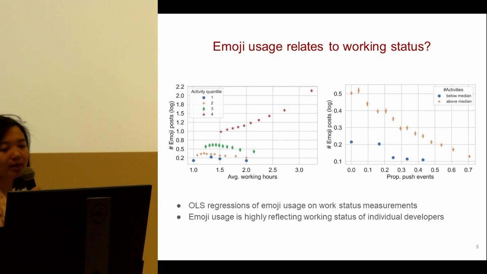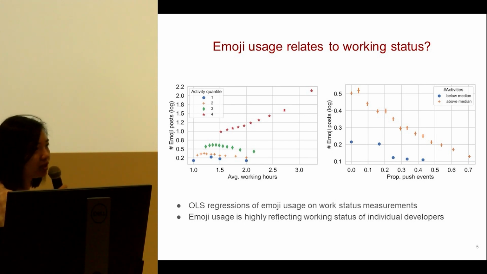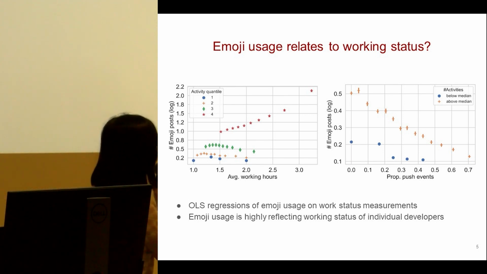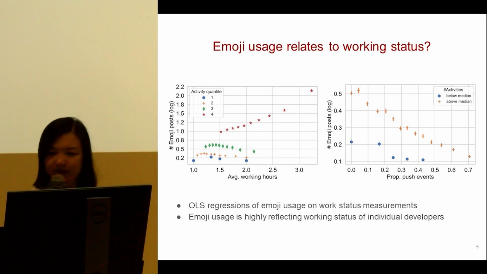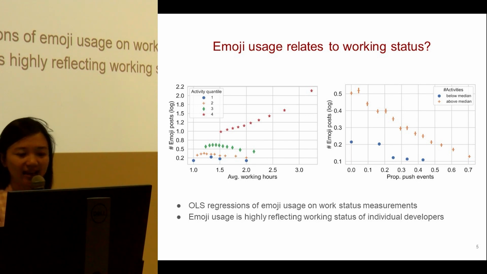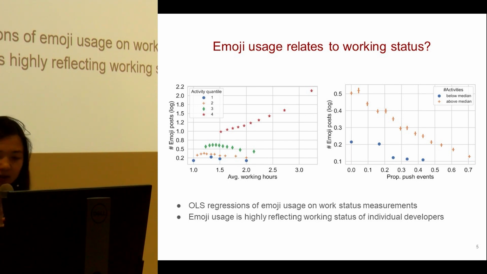this figure shows the relations between the emoji usage and the working activities. So we grouped the workers according to their activity level, and we can see a clear pattern here that the emoji posts, which means the posts with emojis used in them, are highly correlated with working activities regarding working hours and the number of push events on this platform. And we further ran some regressions, which show that the emoji usage is really dependent on the work status measurements. So we found that the emoji usage is highly reflecting the working status of individual developers.